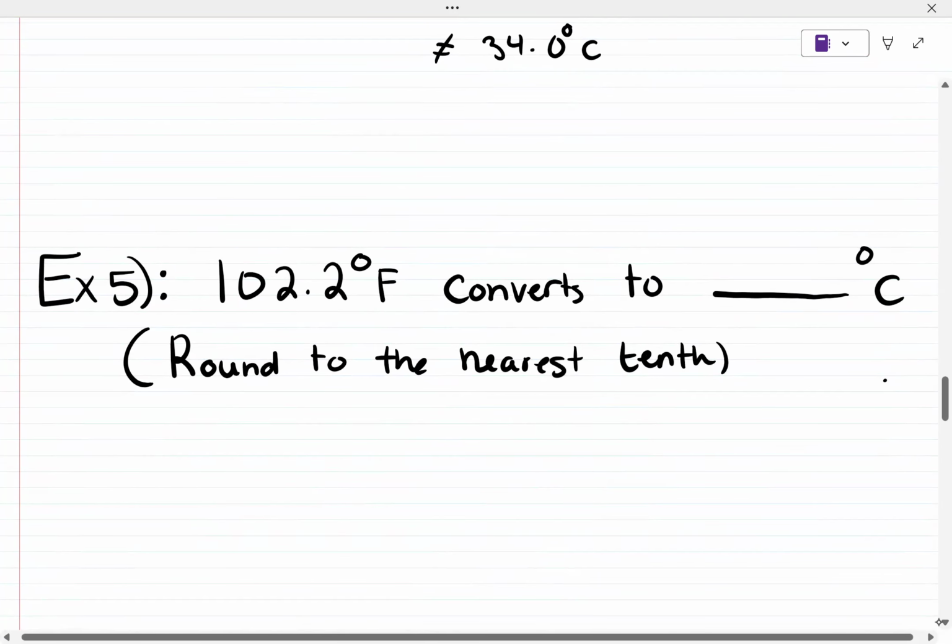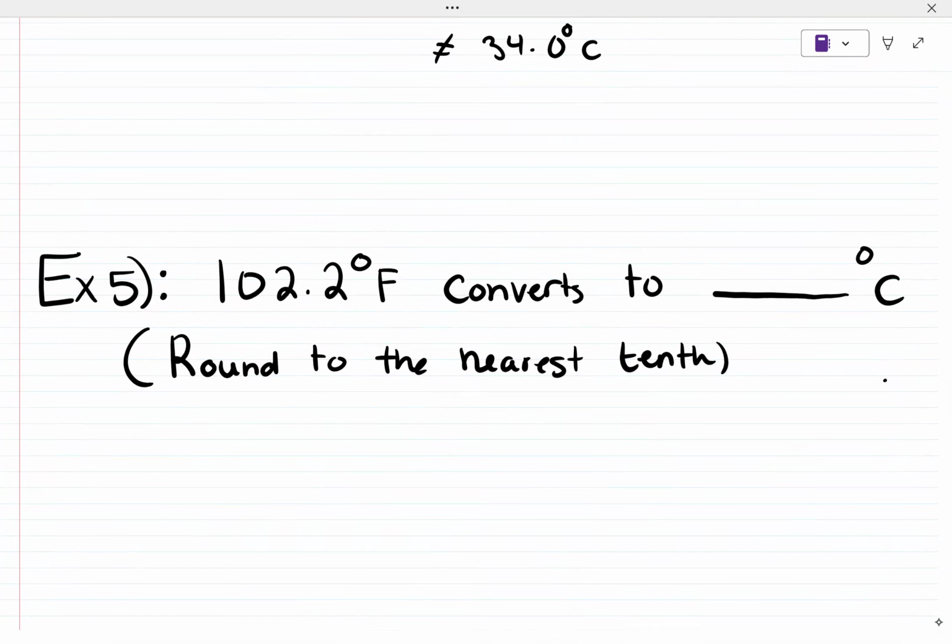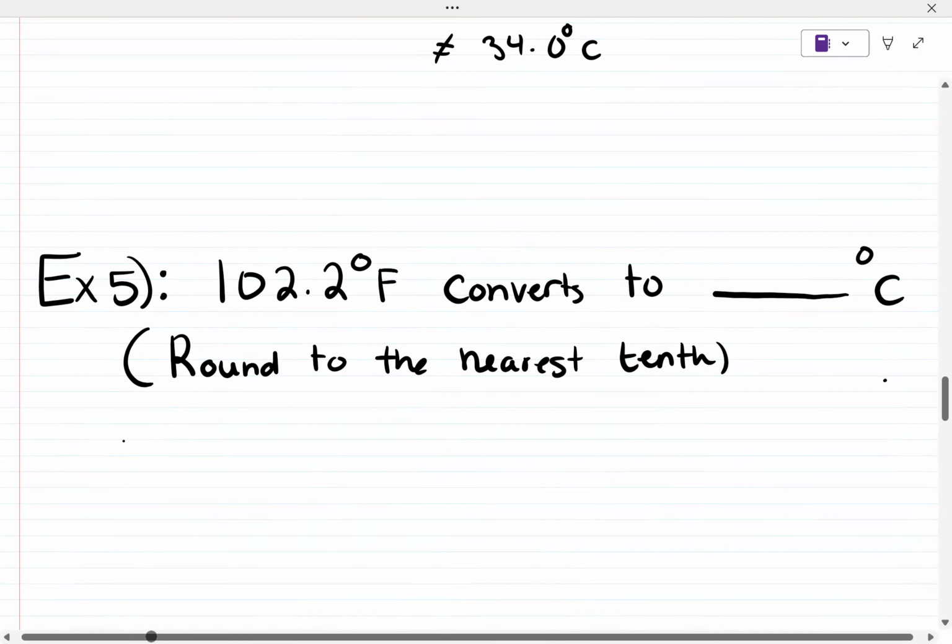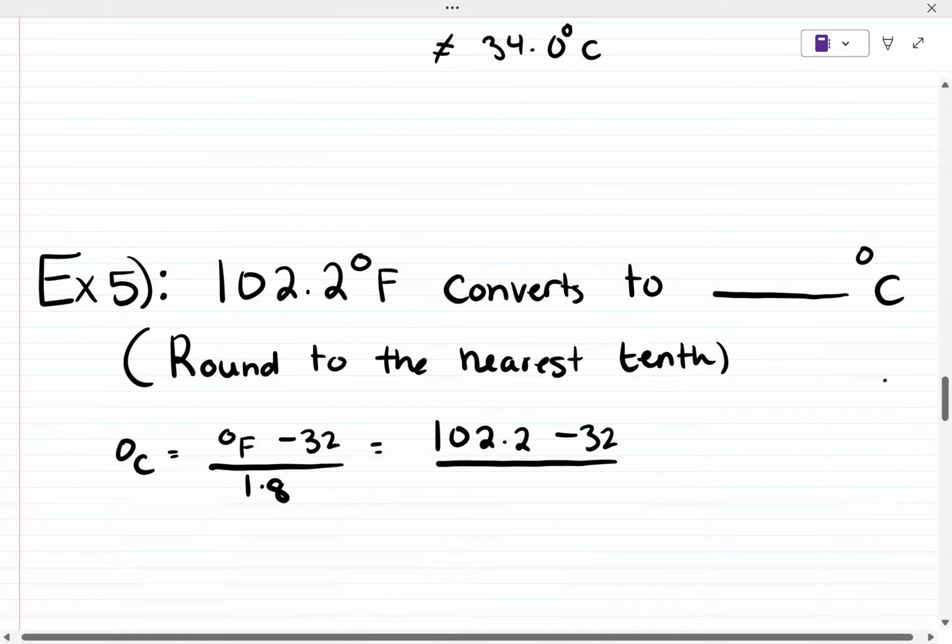Okay, example five, we have 102.2 degrees Fahrenheit, and we have to convert it to degrees Celsius, rounding to the nearest tenth. So we're going to use this rule. Degrees Celsius equals degrees Fahrenheit minus 32 all over 1.8. My degree Fahrenheit is 102.2 minus 32 all over 1.8. And it's 39 degrees Celsius. Do not include the trailing zero, that would be wrong.